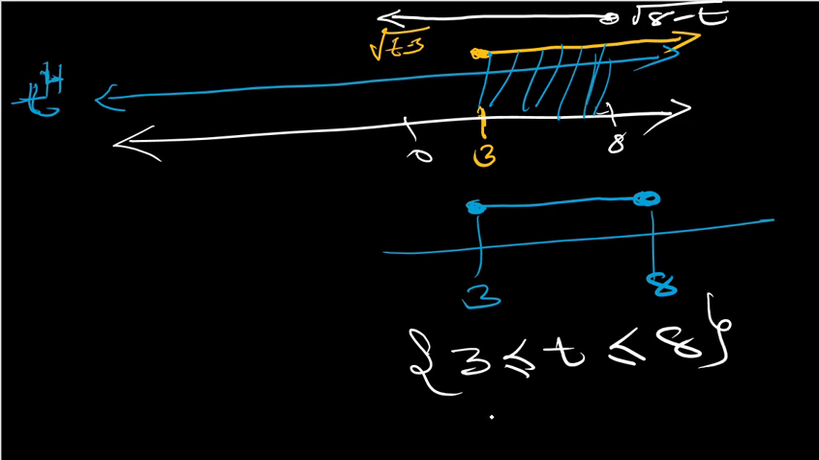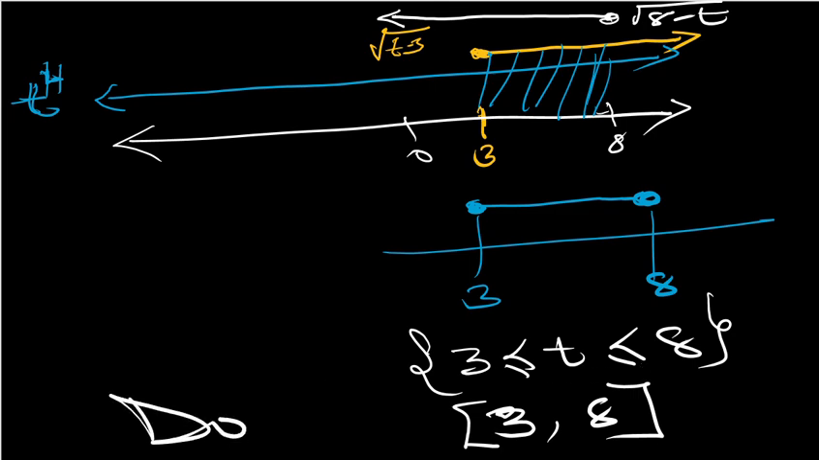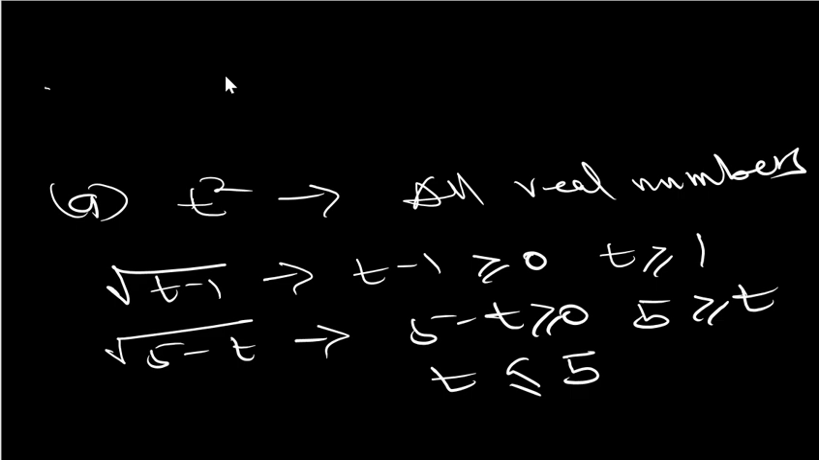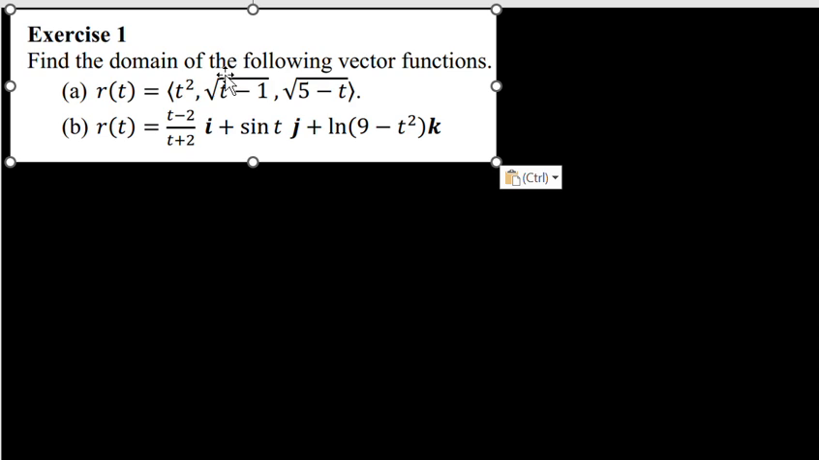Or otherwise, closed at 3 and closed at 8. This becomes the domain of our vector function. The domain of our vector function. Let's look at more examples. So we shall look at this exercise.